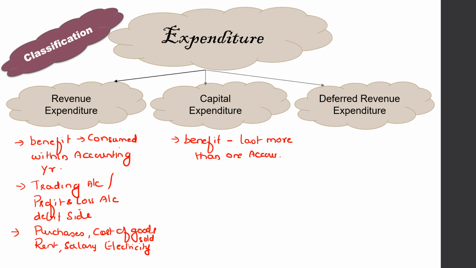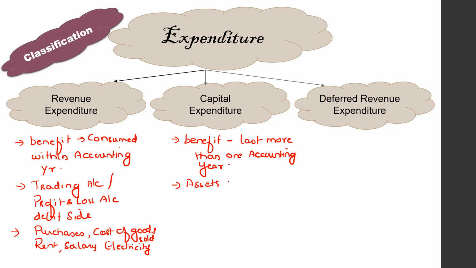So what does this mean? This means that when you spend, and it is of a nature that you call capital expenditure, it means the benefit of the amount that you spend is going to be available to your business not just for 1 year but for more than 1 year, for several years. Normally it is in the form of assets that you acquire.